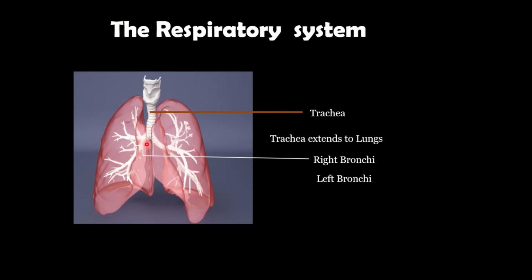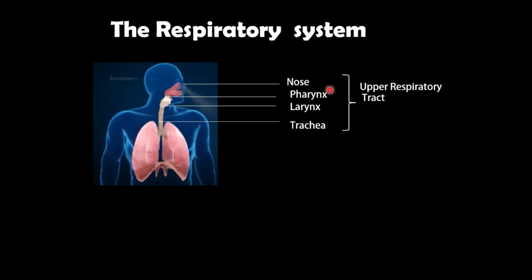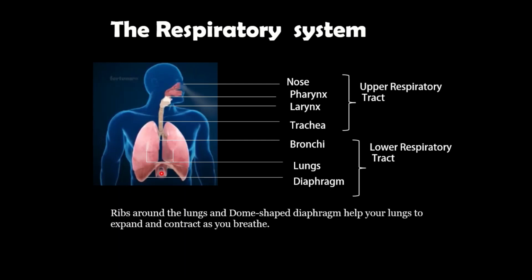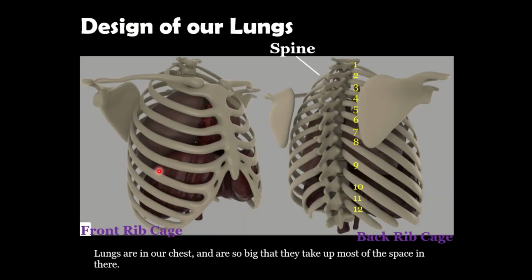Bronchi are the branches of the trachea that lead to the lungs. Bronchi are further divided into bronchioles. The respiratory system is divided into the upper respiratory tract and the lower respiratory tract. The upper respiratory tract includes the nose, pharynx, larynx, and trachea. The lower respiratory tract includes the bronchi, lungs, and bronchioles. Ribs around the lungs and the dome-shaped diaphragm help your lungs to expand and contract as you breathe.